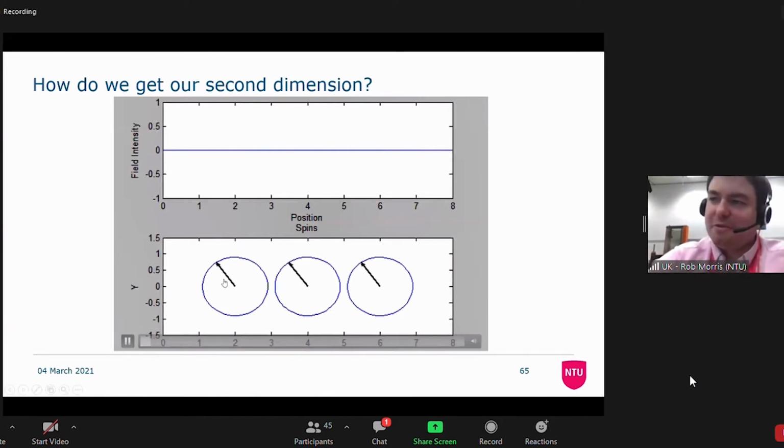Oh, it started again from the beginning. That's irritating. Okay, so they're all moving together. And then when they get around three quarters of the way around, we'll pop our gradient on.